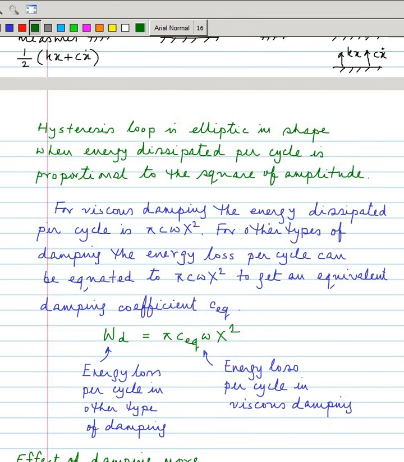Now for viscous damping, the energy dissipated per cycle is this. For other types of damping, the energy loss per cycle can be equated. There the hysteresis loop in general will not be elliptic, but whatever area we get under the hysteresis loop can be equated to pi c omega square.